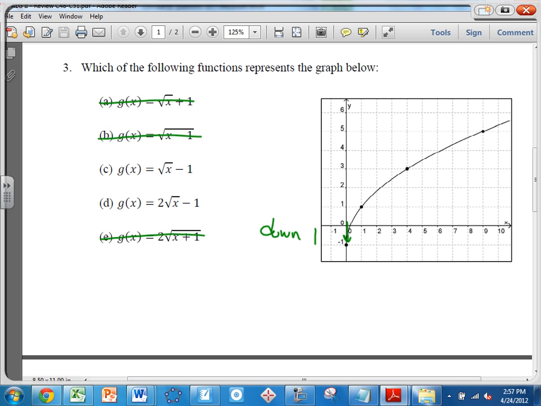That's when you have to start looking at your increments. You have to see that this went up by 2. This gap right here is 2. This gap is 2. This gap is 2. It always goes up by 2. That's why I would choose choice D next.